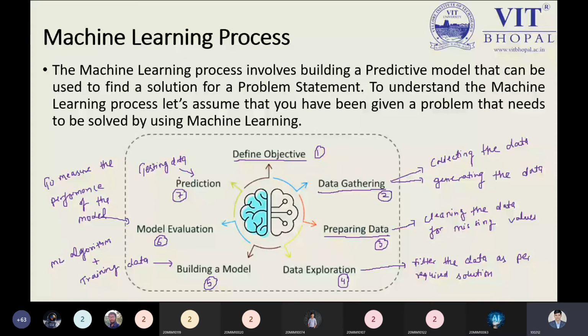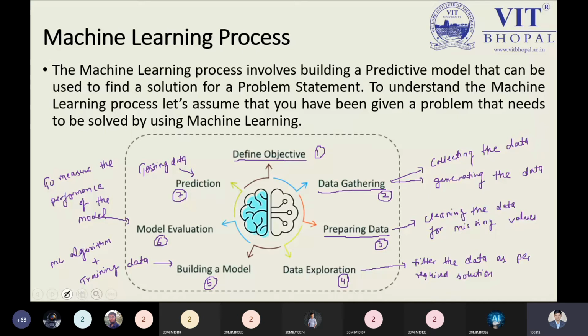Is it clear to all right now? Is this machine learning process clear to all? Yes, sir. Yes, tell me. Any doubt over here? So far we have discussed, any doubt? Please you can ask me. Yes, sir. Okay.